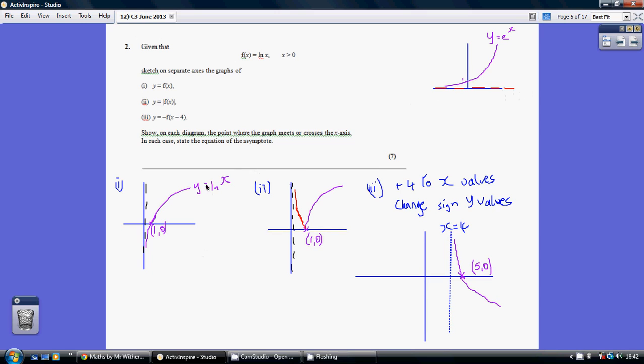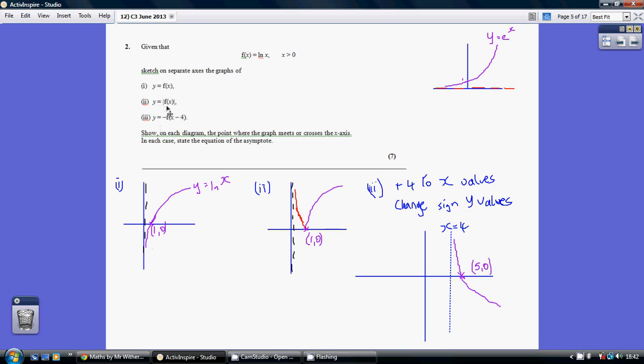Now y equals ln x is the inverse function of this, so it is this reflected in the y equals x line. So that gives us this. So it's just curving this way, no longer through 0, 1, it's through 1, 0, and our asymptote is no longer the x-axis, it's the y-axis. So it's that curve there.